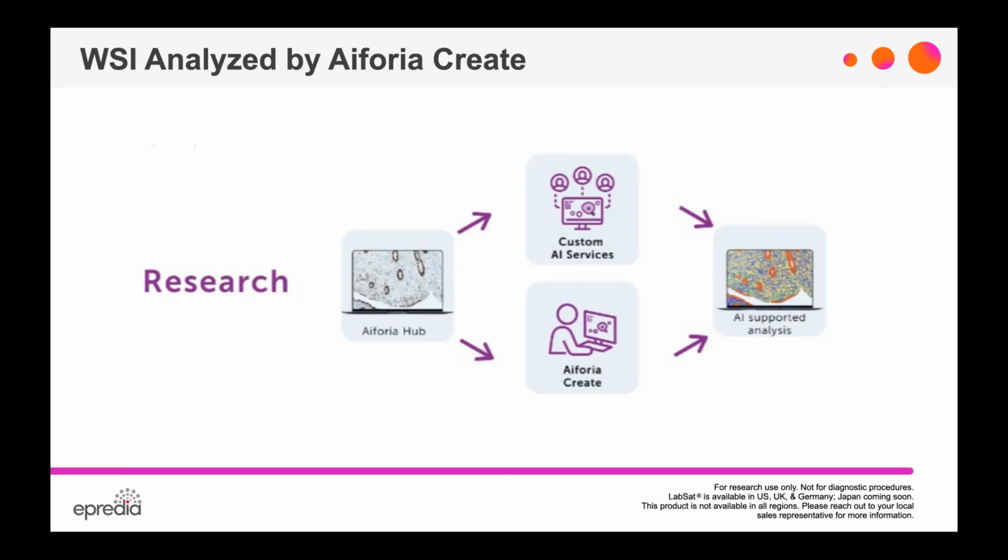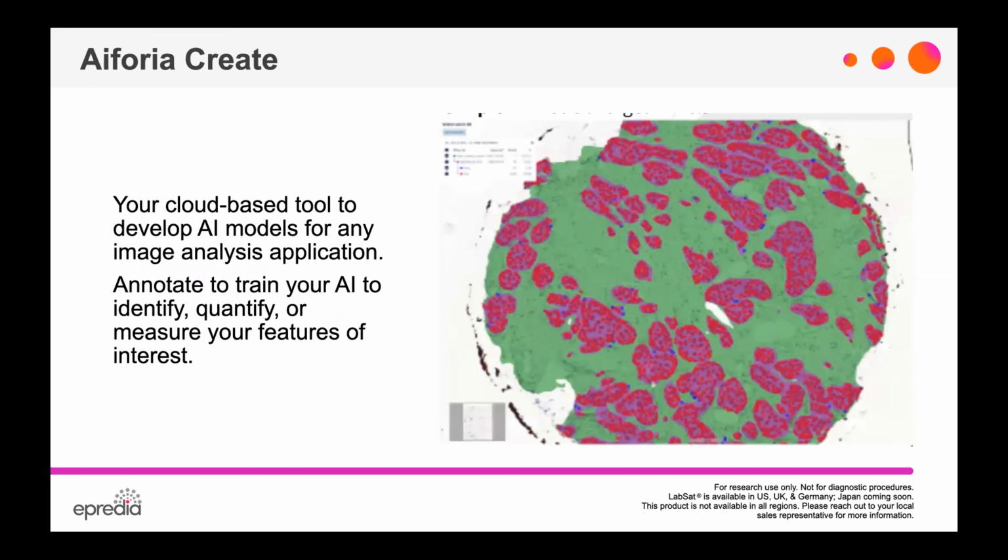It just is extremely customizable based on the layers and the types of cells you're wanting to look at in both bright field and fluorescence. So as you can see here, this is an example where you can annotate and train the AI based on the level, to identify, quantify, or measure the features of interest. You can pick as many layers as you want here.